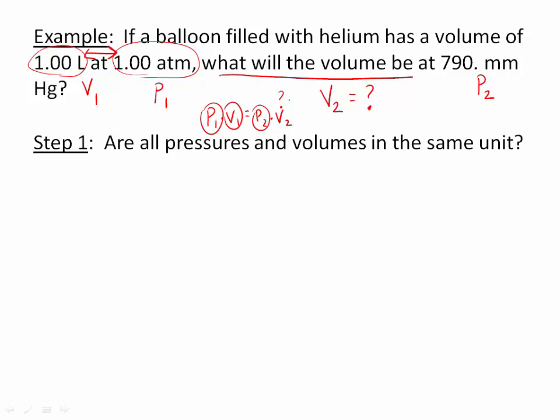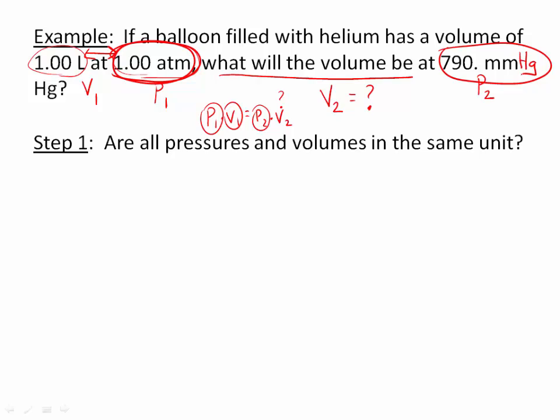So we can see a problem with our pressures. On the one hand, we have 1 atm. That's the pressure we know that it starts at, but we know at the end we're at 790 millimeters of mercury. And that's going to be a bit of a problem because those units won't cancel out. So what you need to do is choose one of them to convert into the other so that all of our pressures and volumes will be the same unit.